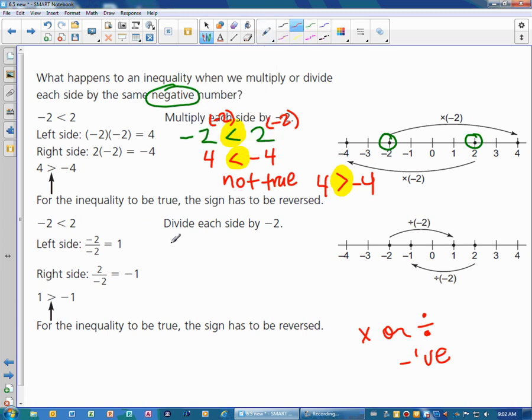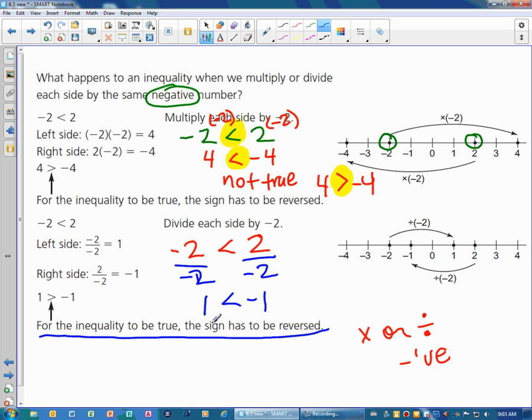Okay? What about if we are dividing? So here we multiplied by a negative, here we're dividing. If we have negative 2 less than 2, which is true, and we divide both sides by negative 2, now we have negative 2 divided by negative 2, which is 1. 2 divided by negative 2 is negative 1. Again, 1 is not less than negative 1. So, like it says at the bottom, for the inequality to be true, the sign has to be reversed.